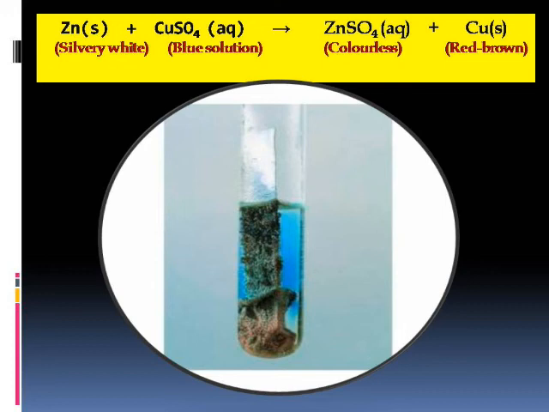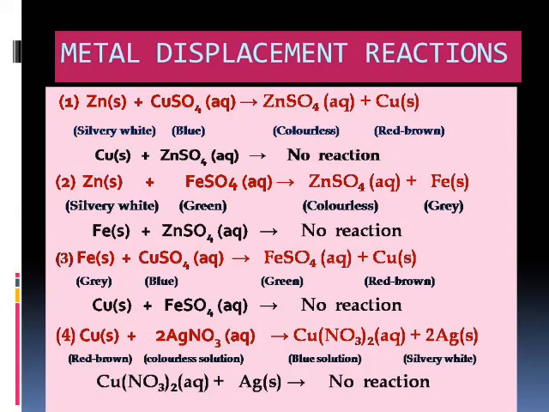If, however, a strip of copper metal is placed in zinc sulfate solution, then no reaction occurs. This is because copper metal is less reactive than zinc metal and hence cannot displace zinc from zinc sulfate solution.